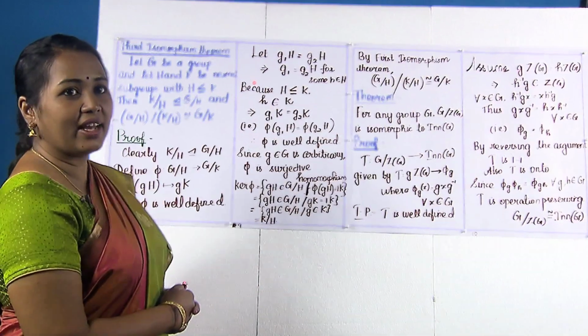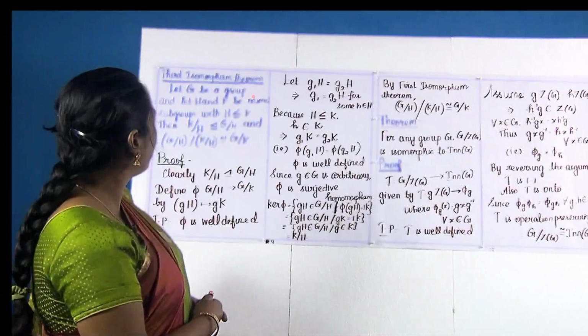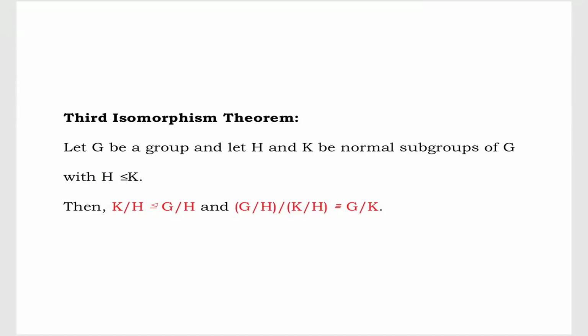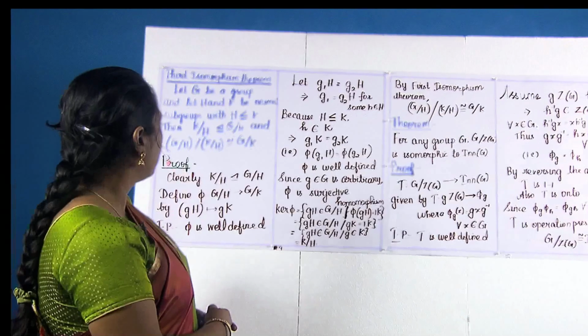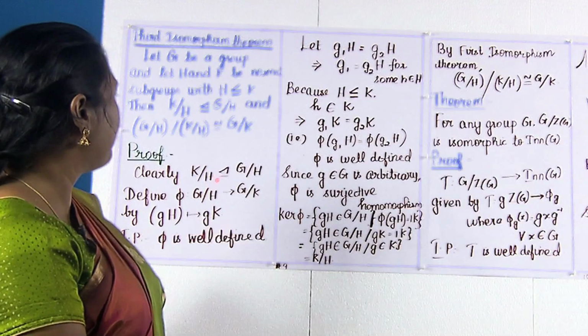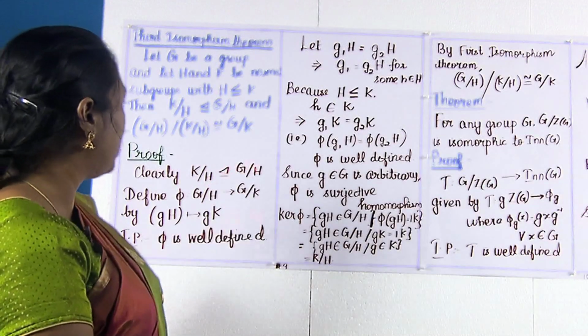Now, we shall see the third isomorphism theorem. Let G be a group and let H and K be normal subgroups with H being a subset of K. Then K by H is a normal subgroup of G by H, and G by H by K by H is isomorphic to G by K. We have to prove this. So, the proof goes like this. Clearly, K by H is a normal subgroup of G by H.